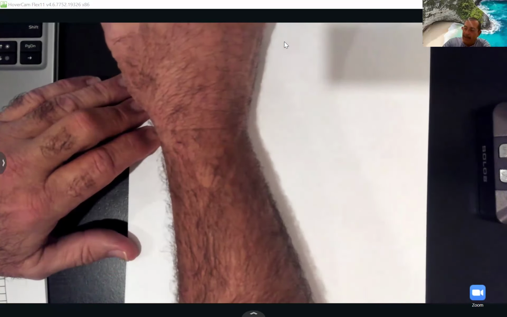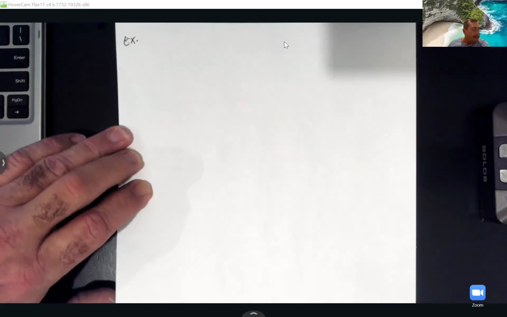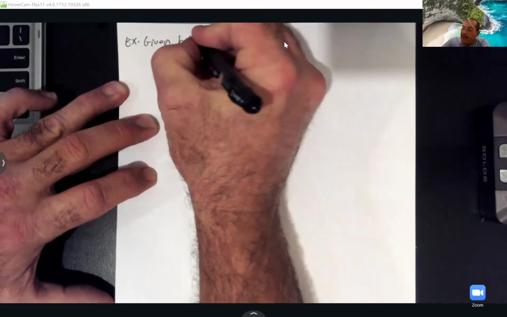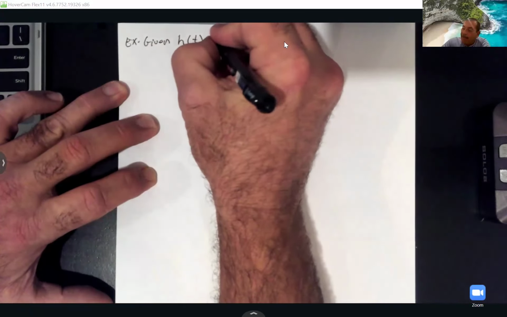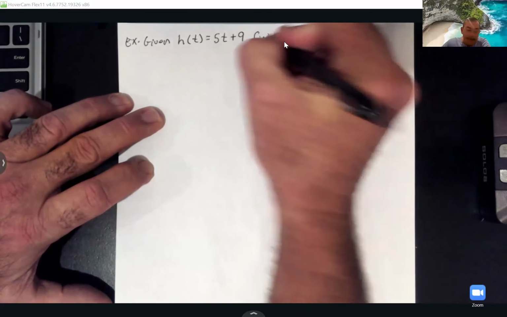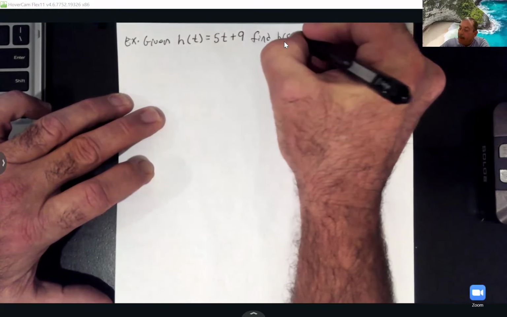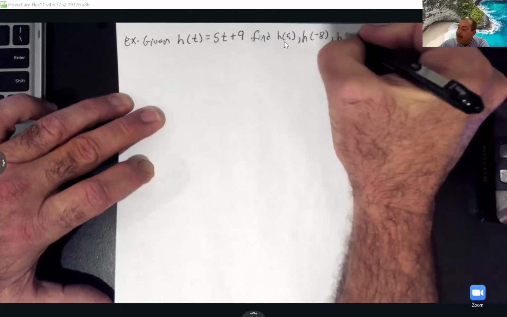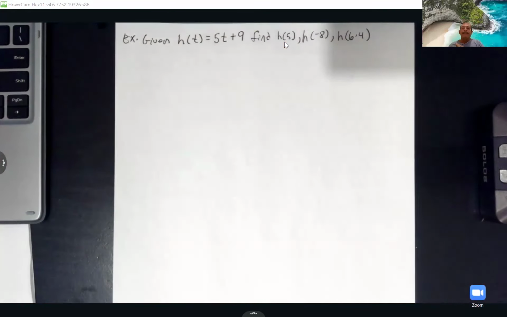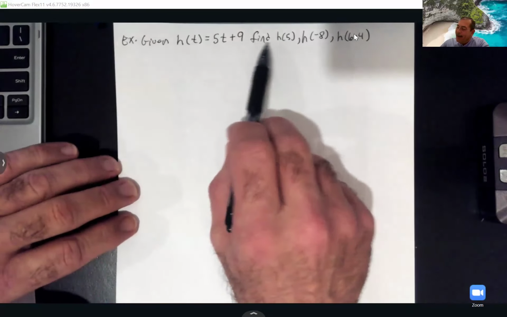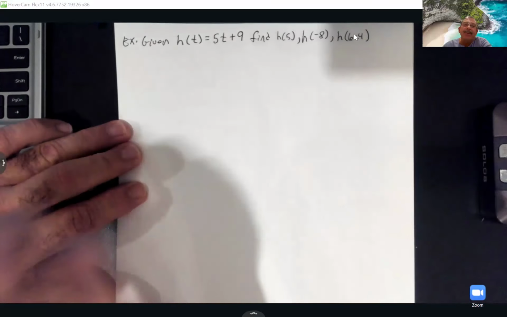All right, y'all, so let me try another one of those. All right, so this one they're giving us H of T equals 5T plus 9. And on this one, they want us to find H of 5, H of negative 8, and then H of 6.4. So if I was going to use my calculator to help me on this one by multiplying, it'd probably be that 6.4 when I plug it in. These two numbers, not too bad. But yeah, decimals, a little trickier to multiply.